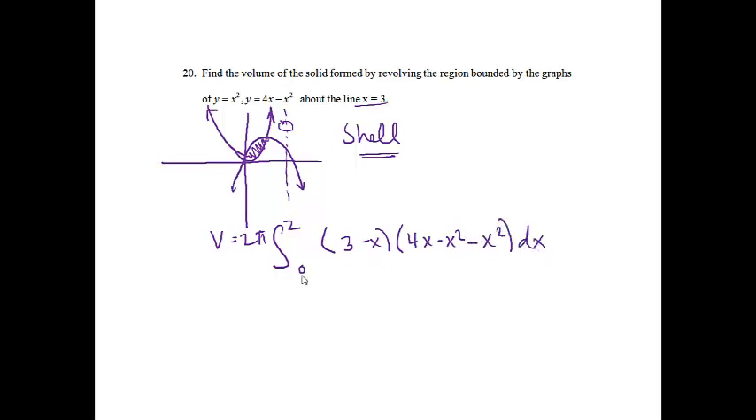And at this point, feel free to use Math 9 on your calculator. I just simplified it one step before I did that, so I used 4x minus 2x squared. And then from here, you'll be using Math 9, and you'll get 33.510 as the volume.